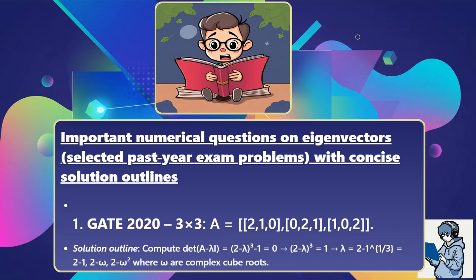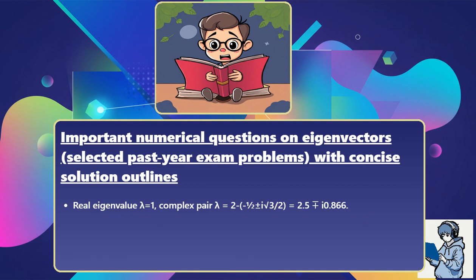Therefore λ = 2 − 1^(1/3), giving 3 values: 2 − 1, 2 − ω, and 2 − ω², where ω denotes the complex cube roots of unity. The real eigenvalue is λ = 1. The complex pair of eigenvalues are λ = 2 − (−1/2 ± i√3/2), which evaluates to 2.5 ∓ 0.866i.